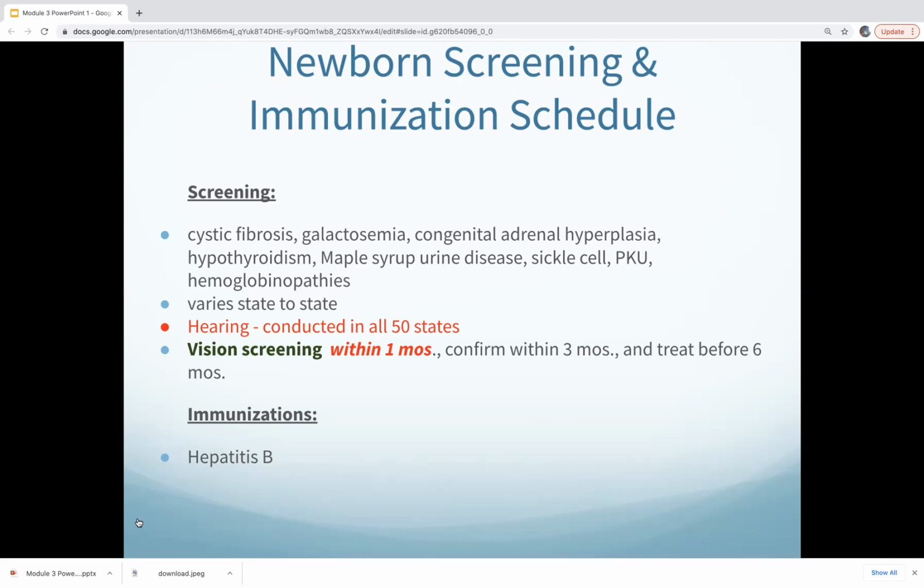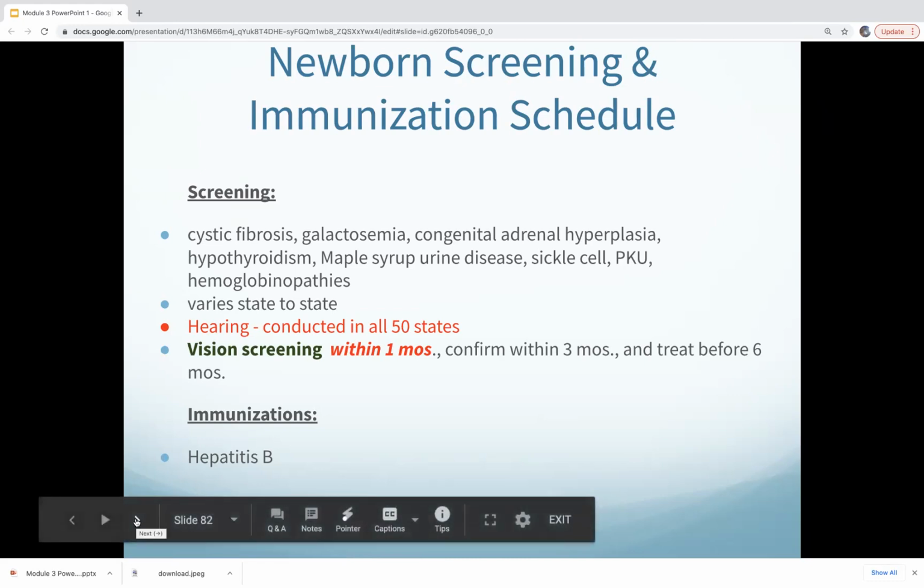And then I have here under other screenings, they're doing a whole host of blood tests: cystic fibrosis, PKU, hemoglobinopathies, maple syrup urine disease, different things like that. And then the immunization that they're getting is hepatitis B. Remember, vitamin K is not an immunization, although many parents will insist that it is.